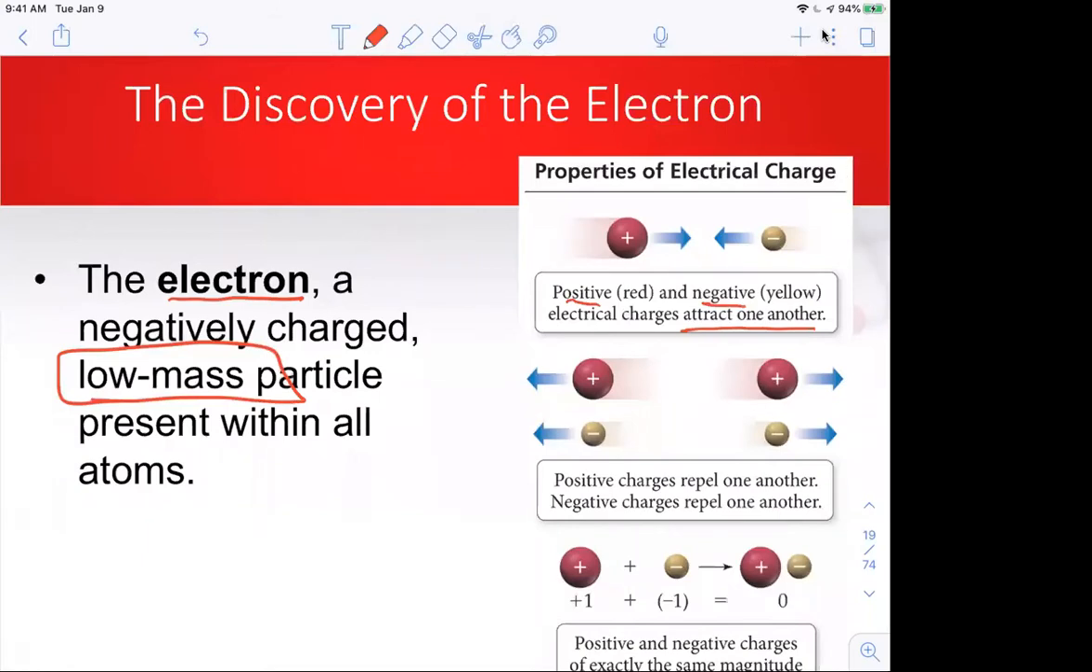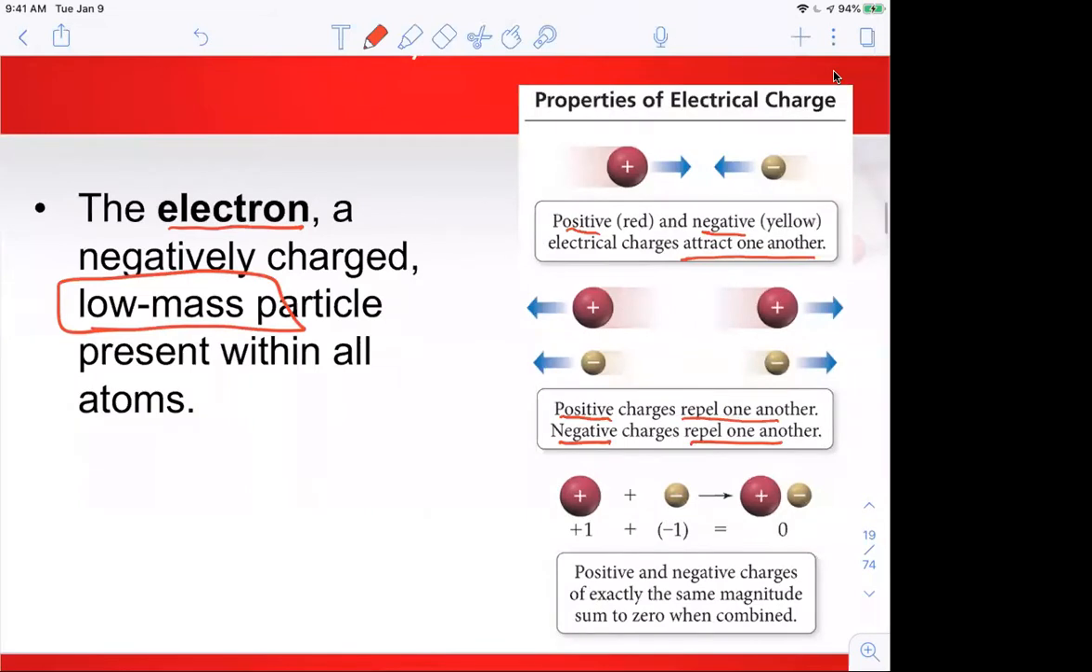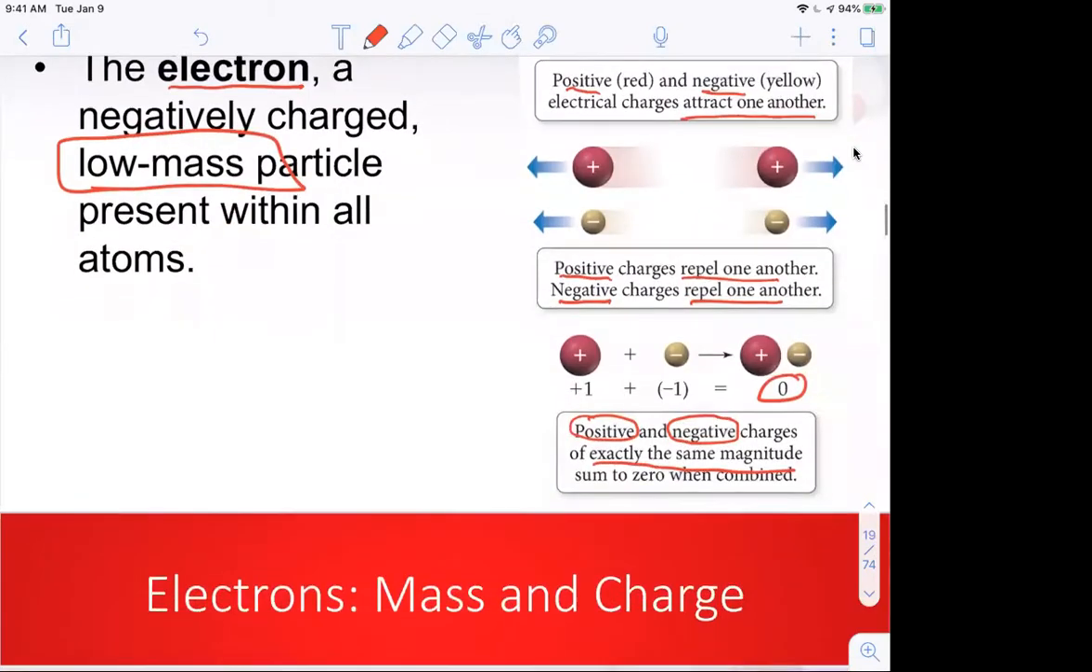We know that like charges repel. Positive will repel other positives, negatives will repel other negatives. And we know that if I have a positive charge and a negative charge of exactly the same magnitude, they're going to equal 0 when they're combined. So using these basic principles explains a lot about what we see in an atom.